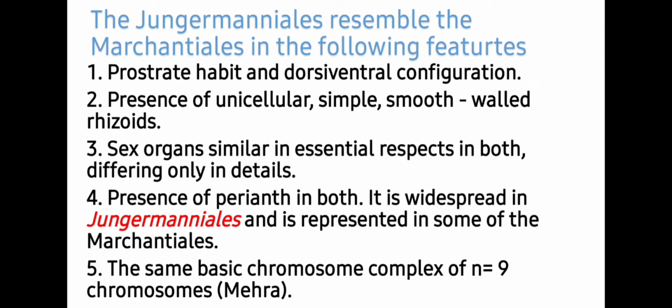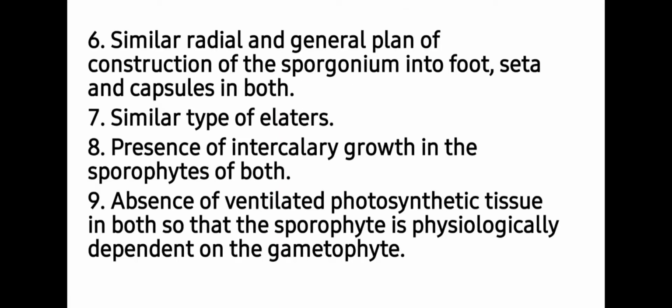The Jungermanniales resemble the Marchantiales in the following features. Both have prostrate habit and dorsiventral configuration, means they have proper dorsal and ventral thallus. There is presence of unicellular simple smooth-walled rhizoids, and sex organs are similar in essential respects in both, differing only in details. There is presence of perianth in both. It is widespread in Jungermanniales and is represented in some form in the Marchantiales. Both have same basic chromosome complex, that is n is equal to 9.